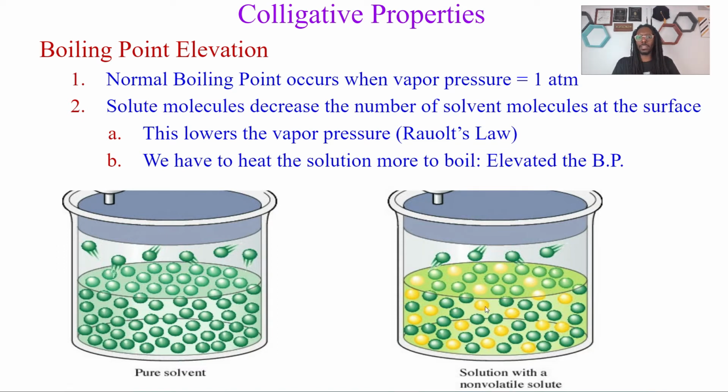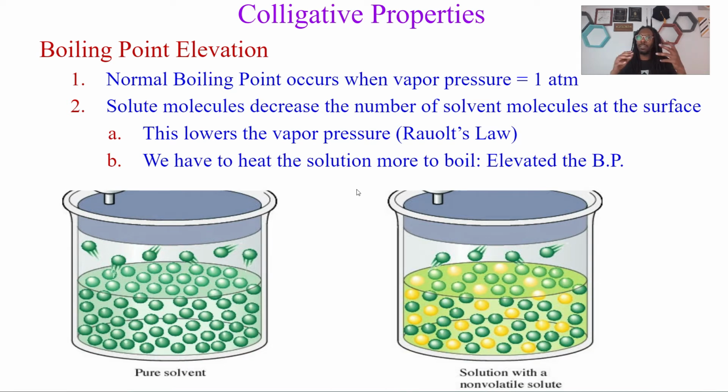So for example, let's say we have our pure solvent, just say it's water, and then we add a non-volatile solute. A good example is just adding salt. I don't know if you guys ever added salt to water, but depending on how much salt you add, you're going to have to increase the heat just to get the water to boil. This concept is boiling point elevation.